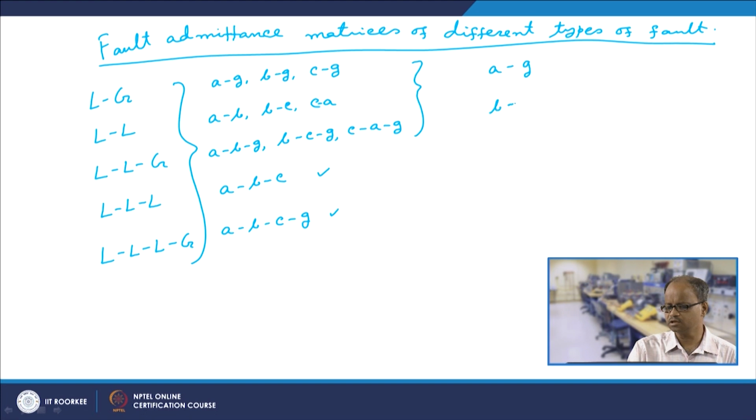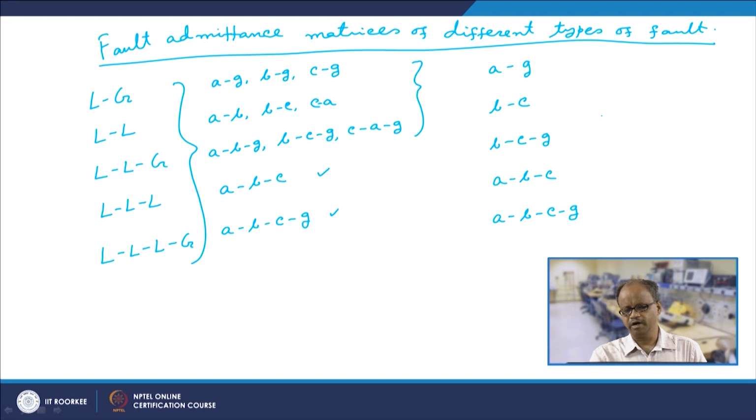One is AG, one is BC, one is BCG, then ABC and ABCG. So, we will be looking into these 5 types of faults, and we would be finding out their fault admittance matrices.